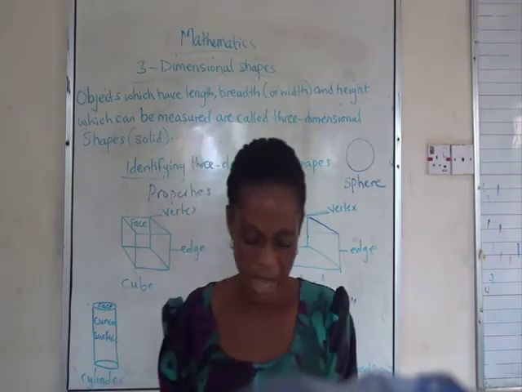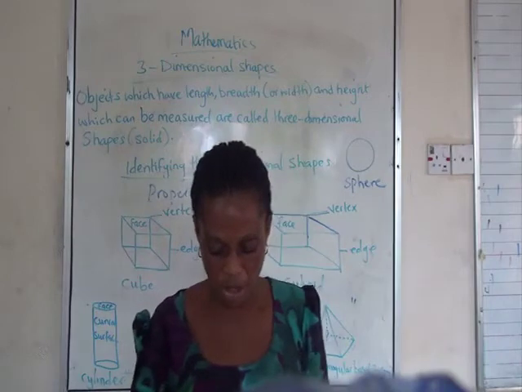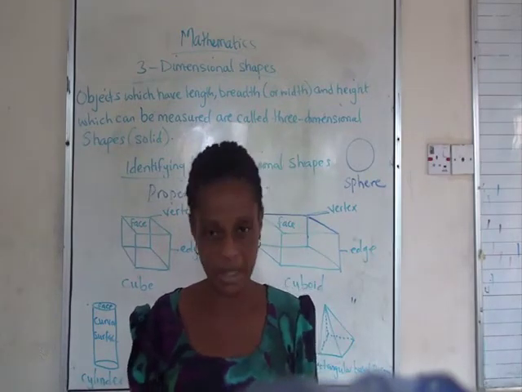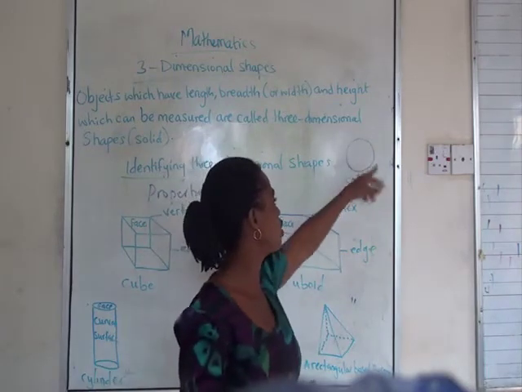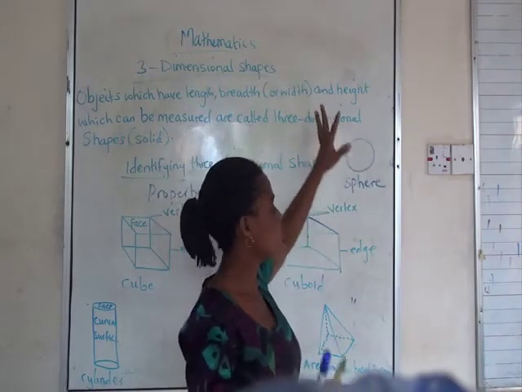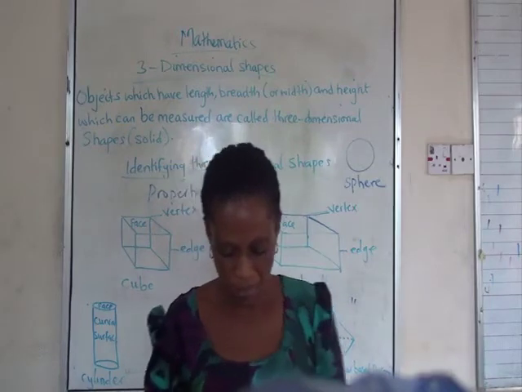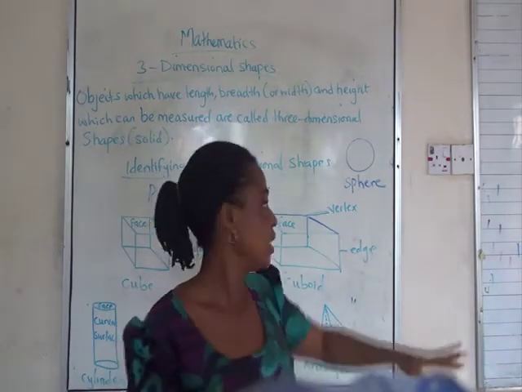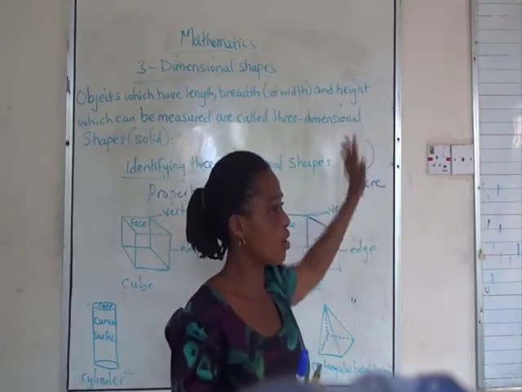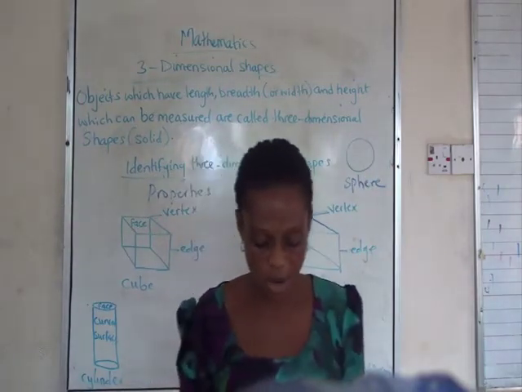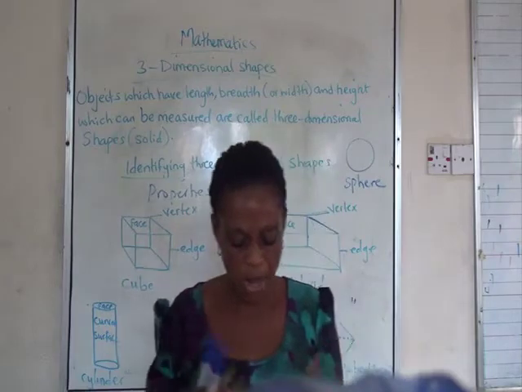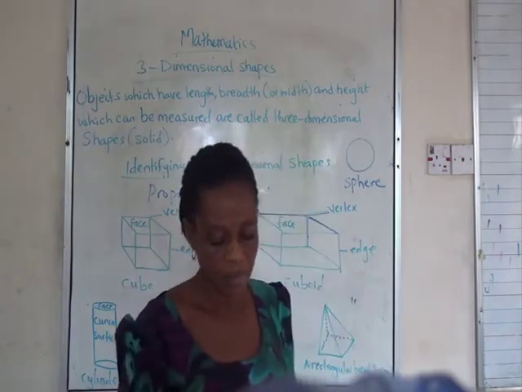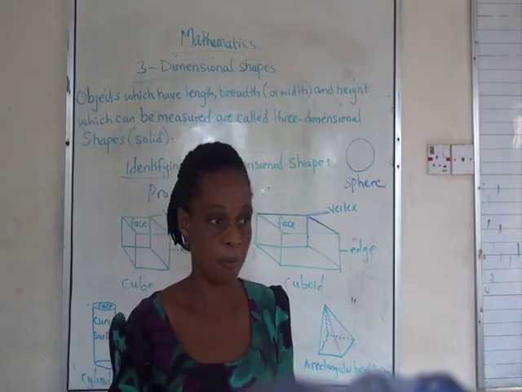A sphere is a 3-dimensional shape that has no edges and no vertices. There is no edge, there is no meeting point, and there is no vertex. But it has a spherical surface. The face is spherical. Spherical means round. Examples of spheres are a ball, the globe, and an orange.